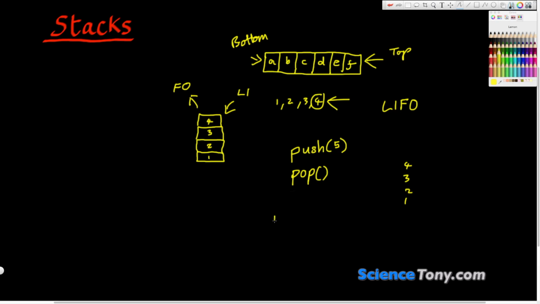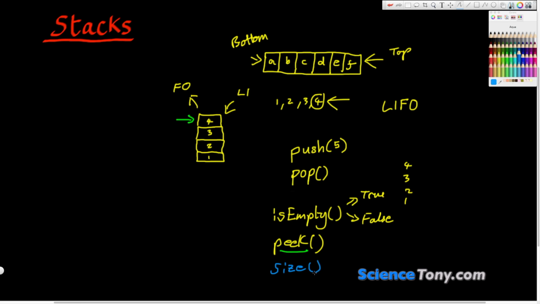The other methods that we use are is empty. This is going to check to see if there's actually anything in it, and it's going to return either true or false. We have peek. This is going to allow us to have a look to see what's at the top of the stack without actually performing any functions on it. And we have size, which is going to return the size of this list here.